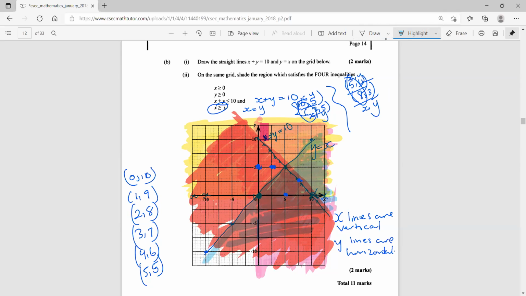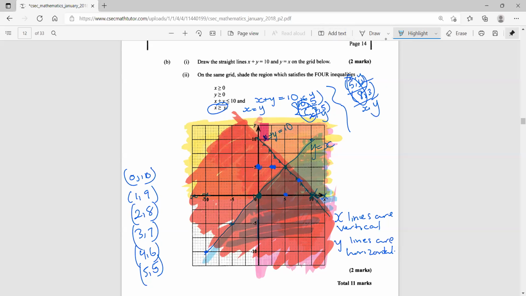All right, so now that we did all those 4 different inequalities, they said on the same grid, shade the region which satisfies the 4 inequalities. Which part of our graph? All 4 parts intersect. I don't think it will end up as 1 point. It will end up as a region where all 4 parts were shaded. So the top right hand side.